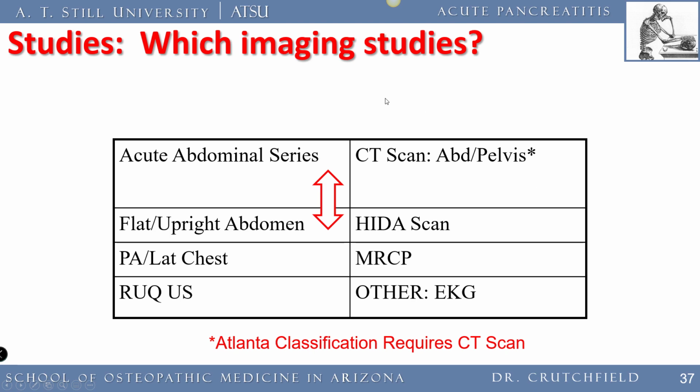So which imaging study should we do? We just listened to the guy from Cleveland Clinic. He said a CAT scan. Sounds to me like that's probably what we should do. He's probably going to get a flattened upright of his abdomen. He's going to get a chest x-ray when he comes in.